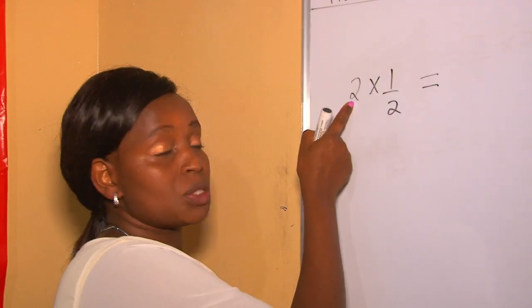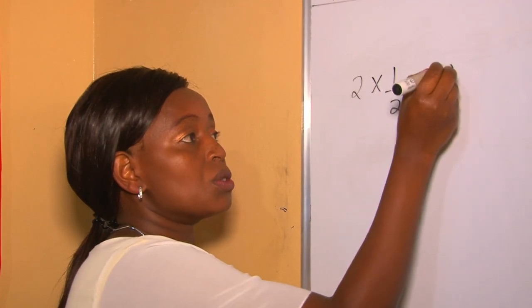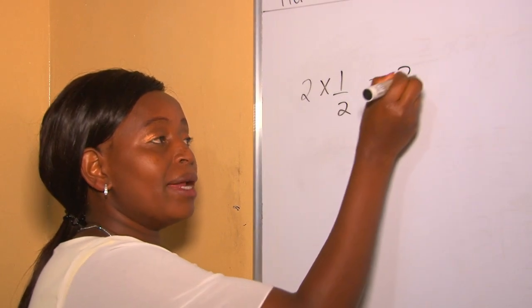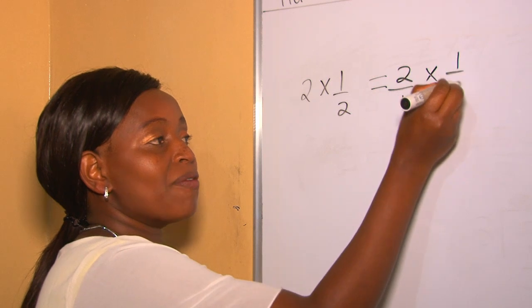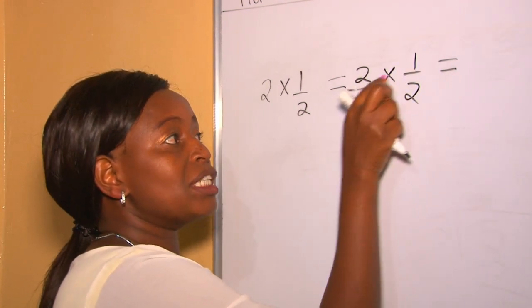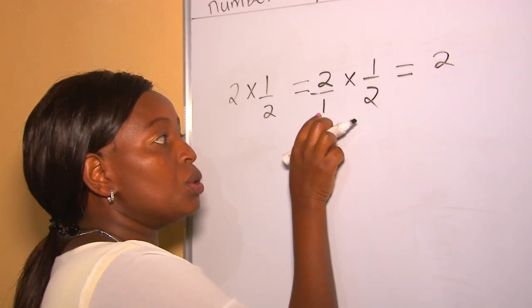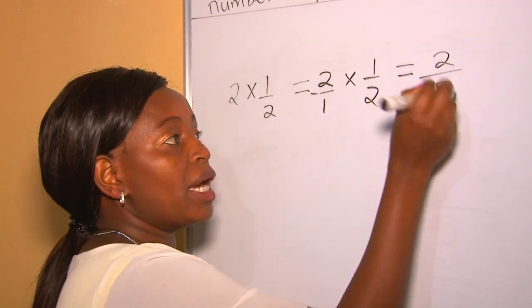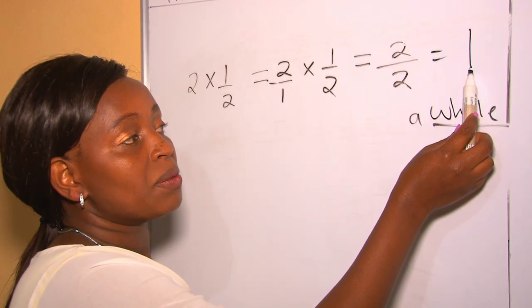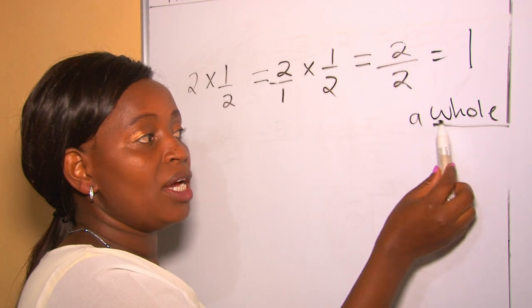Let us do another question. Our whole number is 2 multiplied by a half. So 2 expressed as a fraction is 2 over 1, multiplied by a half. So we multiply numerator and numerator, which is 2 times 1, it's 2. 1 times 2, it's 2. And 2 divided by 2 is 1.